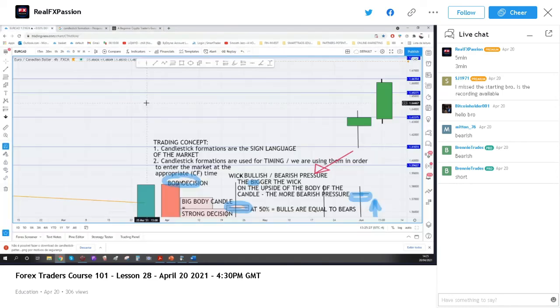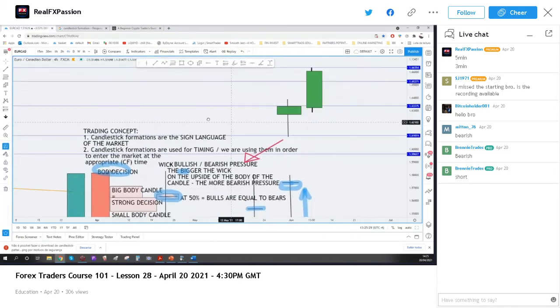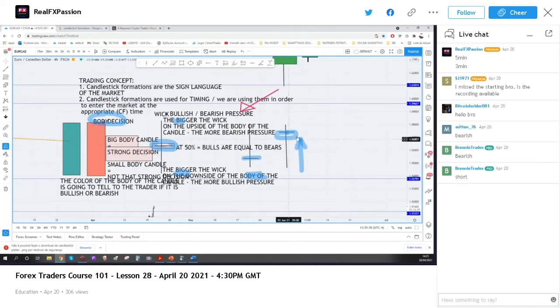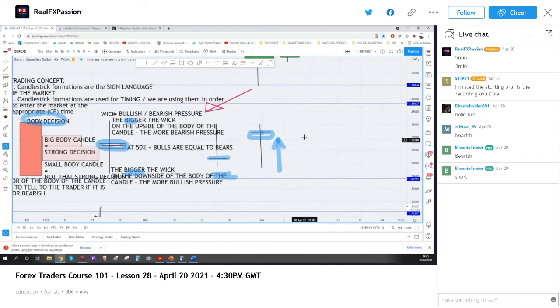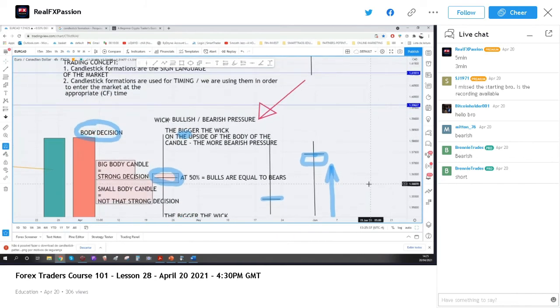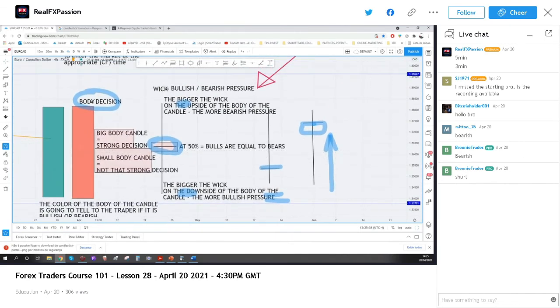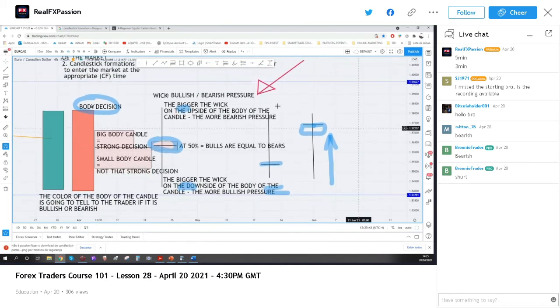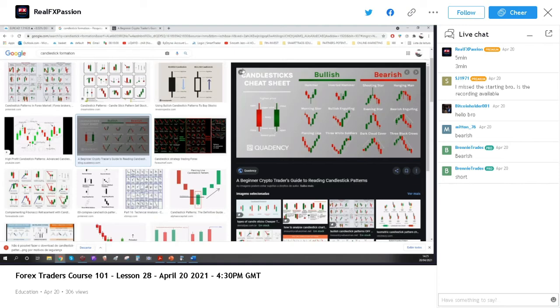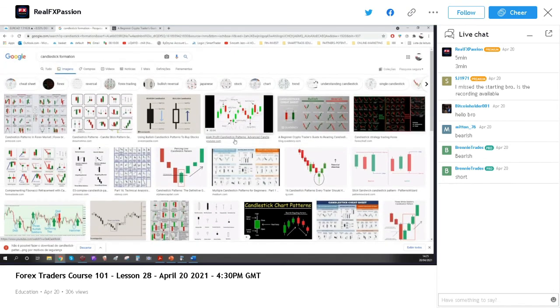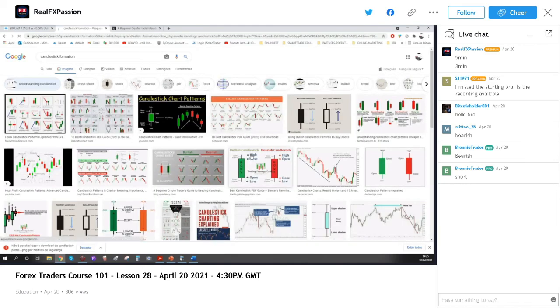But one more time, what is important to understand is that even if you don't know the names, just remember that the wick and how the body of the candle is positioned, the wick is measuring bullish or bearish pressure. Okay, and let me see if there is another one. Understanding candlesticks, click, let me see what is going to appear.